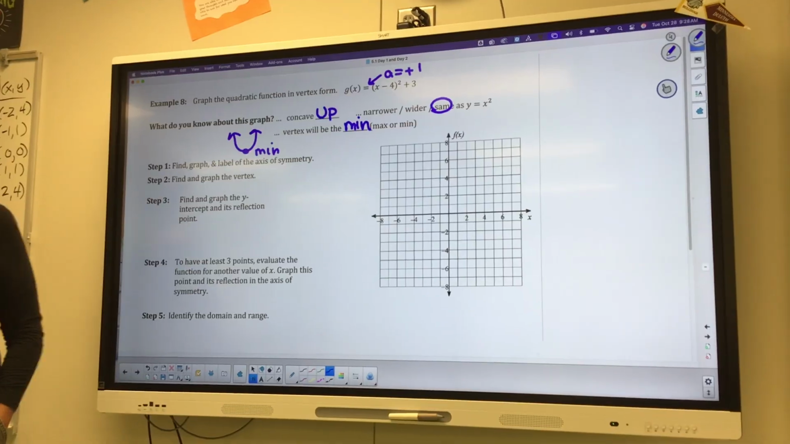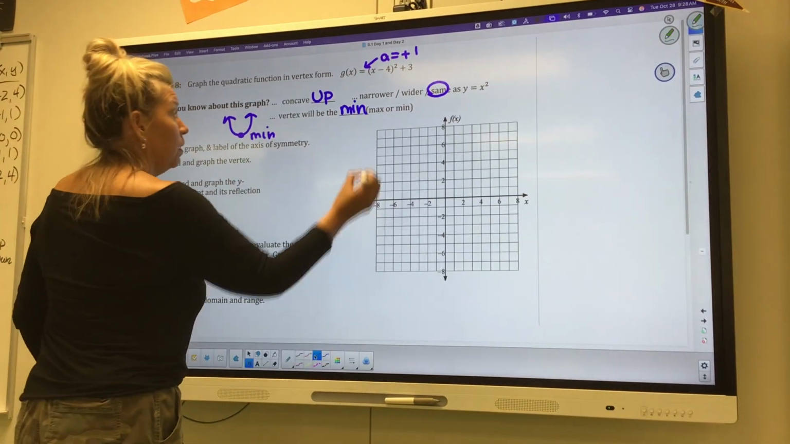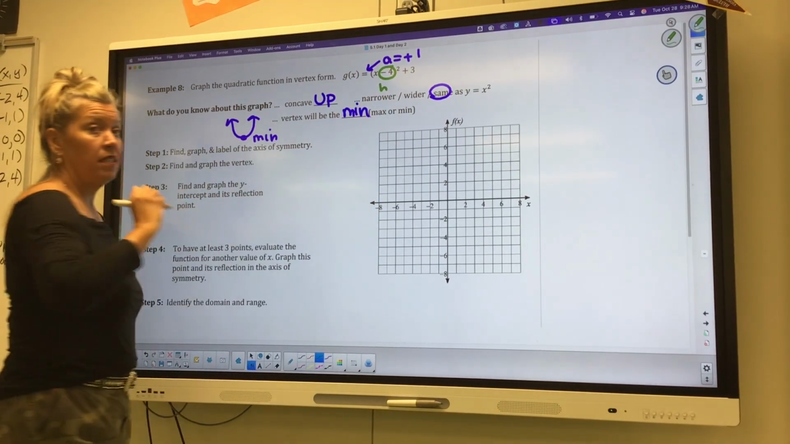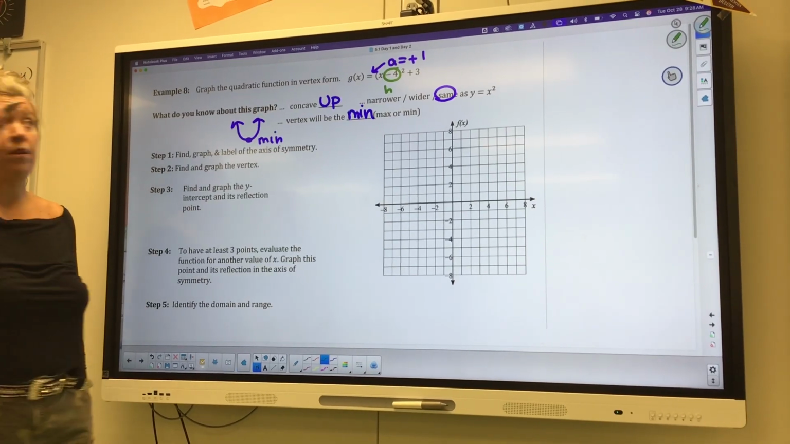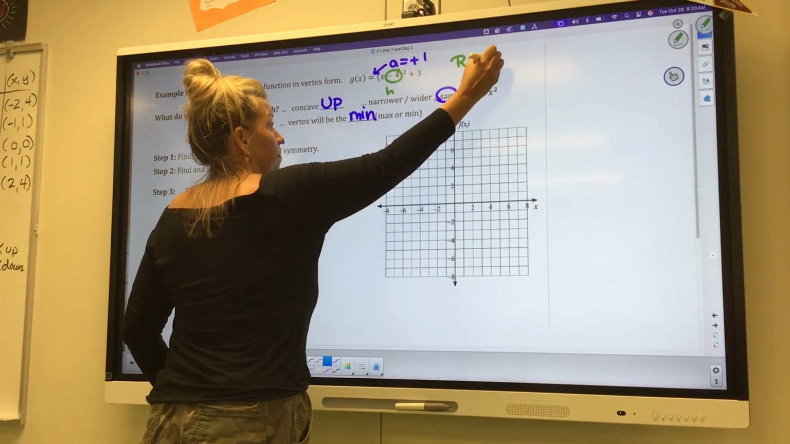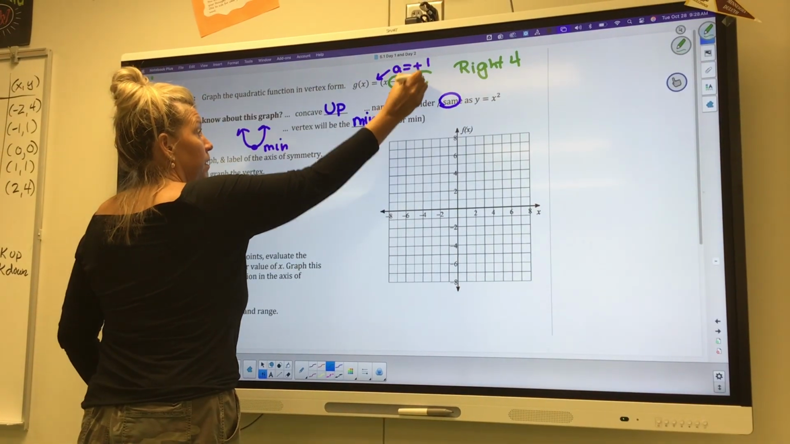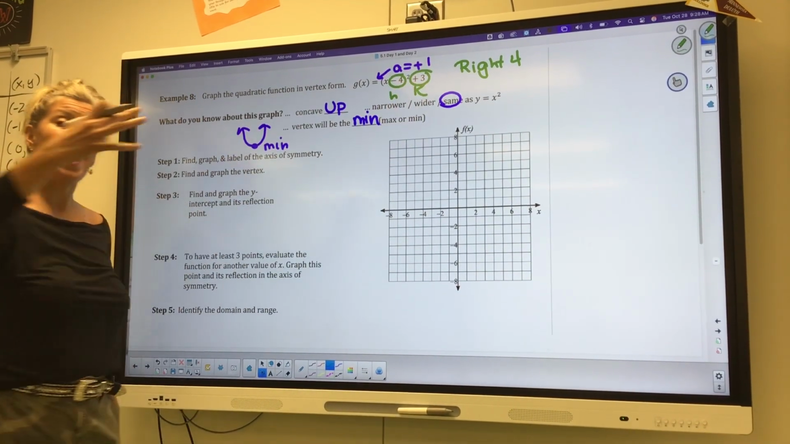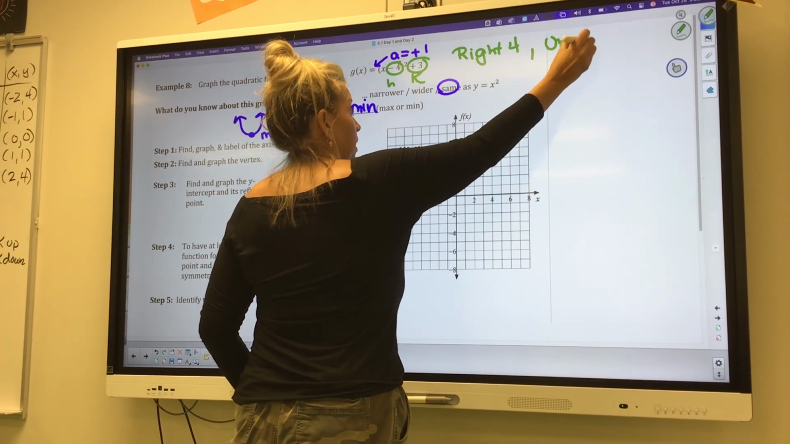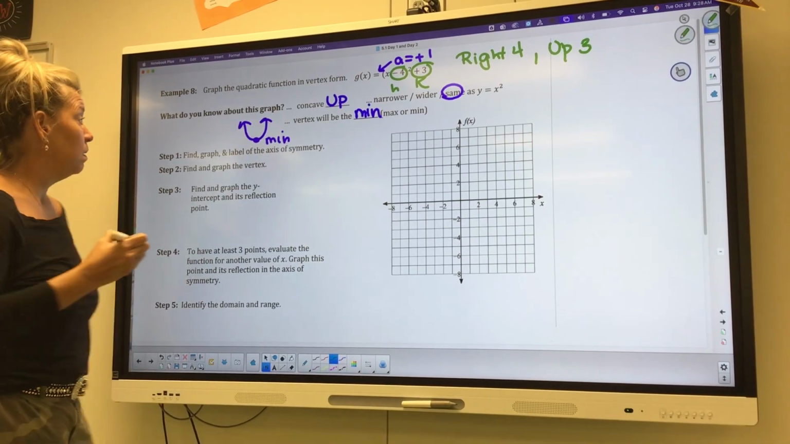Then what we want to do is talk about the H and the K like we did yesterday. This number right here is our H. That tells us it's going to move to which direction? The right. That's moving it to the right 4. Then the plus 3, that's our K, that's outside. That's going to move it up 3 units. So that's going to give us our vertex.